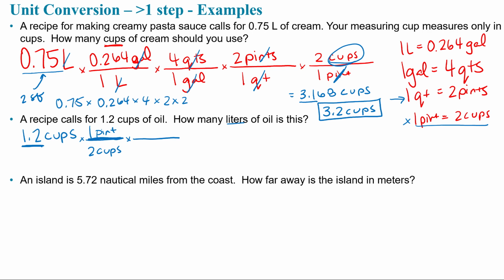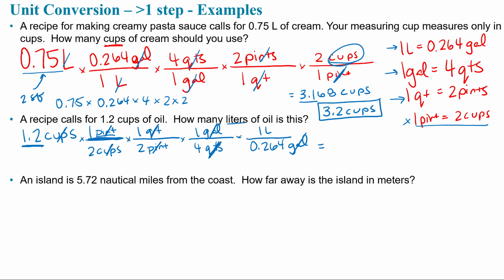2 pints is a quart. Pint will go on the bottom because I have pint in the top here. Now I'm going to go to gallon. So it's going to be 4 quarts in 1 gallon. And then I'm going to go to liters. So this is exactly the opposite of what we did before. So now gallon cancels out, quarts cancel out, pints cancel out, and cups cancel out.